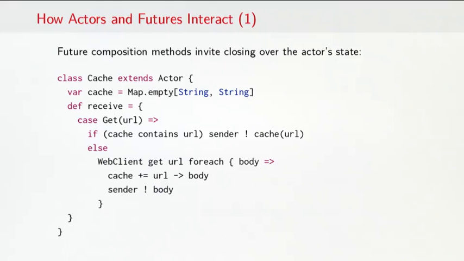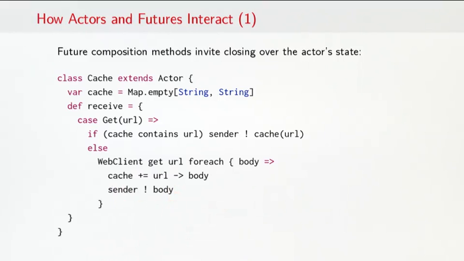Similar issues can occur if you mix futures and actors. As an example, we have here a simple cache actor, which when it gets a request to get a URL, it will look into its cache, which is a variable here, and if it finds something, it will reply with the element in there. Otherwise, it will have to go to the web and actually fetch the document. As we remember, web client getURL returns a future, which we can use foreach upon to act when the body has been received. And in that case, we just update the cache and reply to the sender.